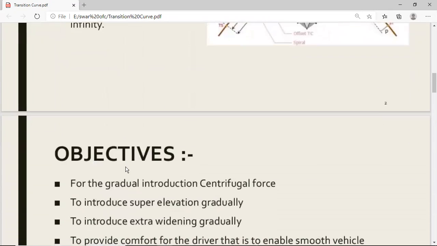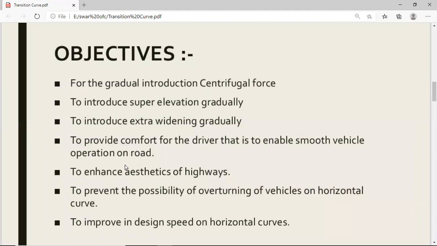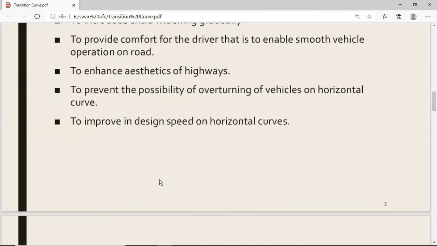Now, what are the objectives? First is the gradual introduction of centrifugal force, to introduce super elevation gradually, to introduce extra widening gradually, to provide comfort for the driver, that is to enable smooth vehicle operation on a road, to enhance the aesthetics of highways, to prevent the possibility of overturning of vehicles on horizontal curves, and to improve the design speed on horizontal curves.